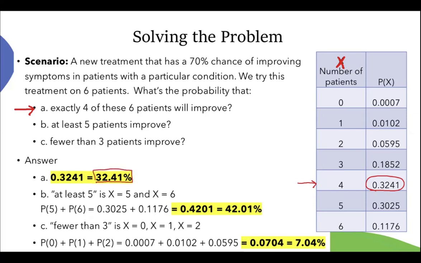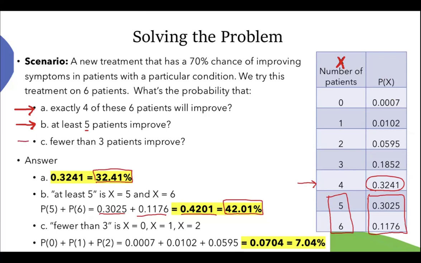Okay, I have all the answers out for the next part, so let's just take it step by step. At least 5 patients improve means that we're considering values of x for 5 and 6. At least 5 means both 5 and 6. So we take both probabilities when x equals 5 and x equals 6. We add them both up, and the answer becomes 0.4201 or 42.01%.